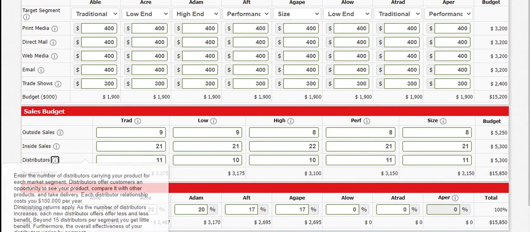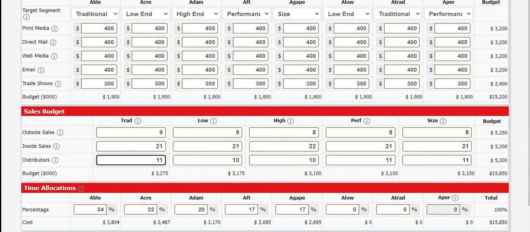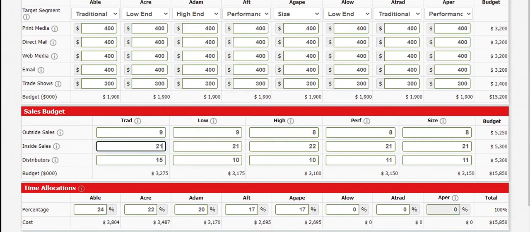For example, distributors need 15. For traditional, distributors carry the maximum weight, so we'll have the maximum here. Then inside sales is the medium, and the maximum is 30, so we'll have 30 here. And outside sales is not that important. We can have, let's say, 4. And let's see. So we have 3,500.